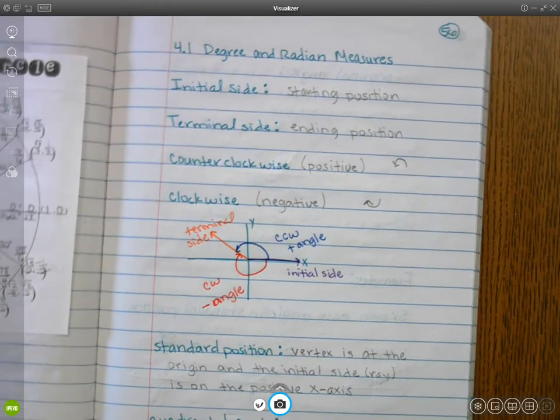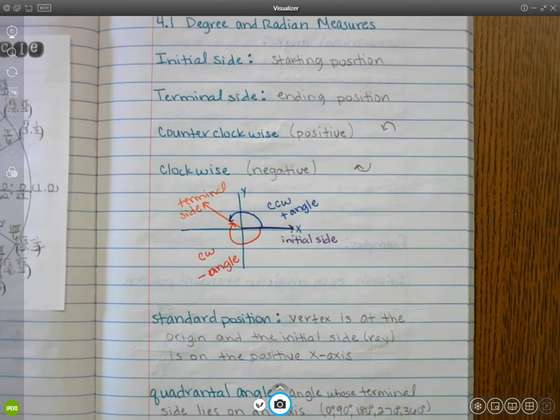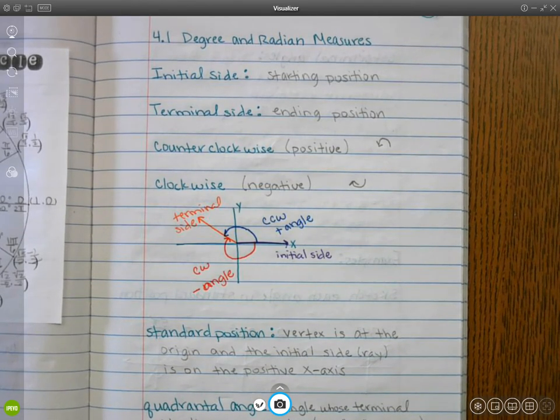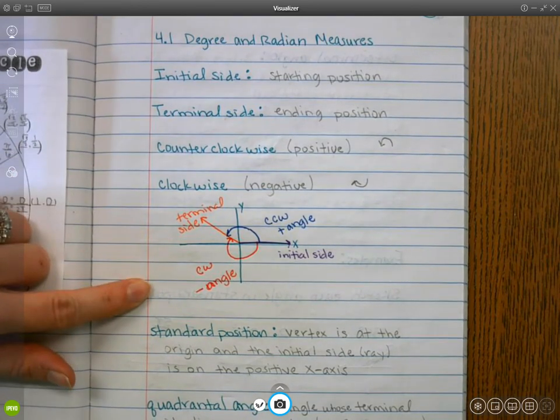Okay, so on to today's lesson. First of all, there's a lot of vocab we need to be straight on. All right, so lesson 4.1 on degrees and radian measures. We need to understand what's meant by initial side, terminal side, clockwise, counterclockwise, all of that. All right, so here are the definitions, and here's a picture where I kind of showed you what everything is.